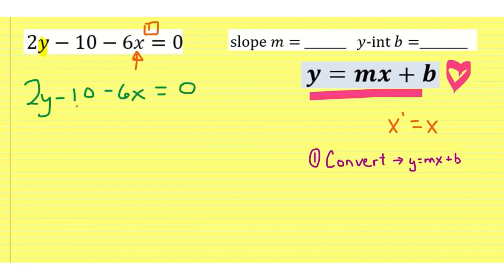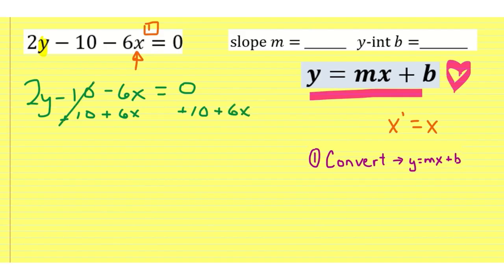Okay, so I want to solve for the y. That means I need to get the negative 10 away from the y. I need to get the negative 6x away from the y. So I'm going to do plus 10 and plus 6x because I want to move them to the other side of the equal sign. So that means I'm going to do the same thing to the other side of the equal sign to keep everything balanced and equal.